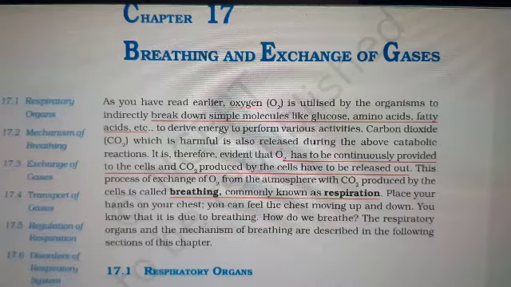And in each cell, glycolysis, the TCA cycle and the electron transport take place for providing energy in the form of adenosine triphosphate. And in this case, breathing and exchange of gases is the process of exchanging oxygen from the atmosphere with the CO2 produced by the cells, called breathing, and commonly we call it respiration.